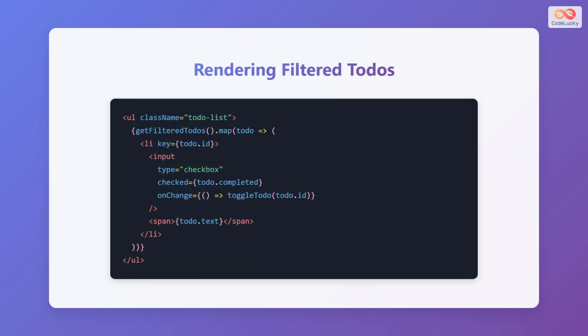Finally, we update our to-do list to render the filtered Todos. Instead of mapping over the original Todos array, we now map over the result of the getFilteredTodos function. This ensures that only the Todos matching the current filter are displayed. The rest of the code remains the same, with each to-do item having a checkbox and a span to display the to-do text.